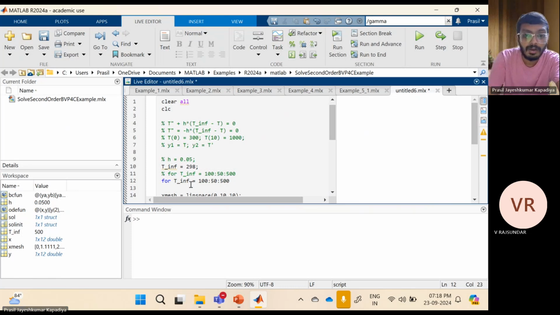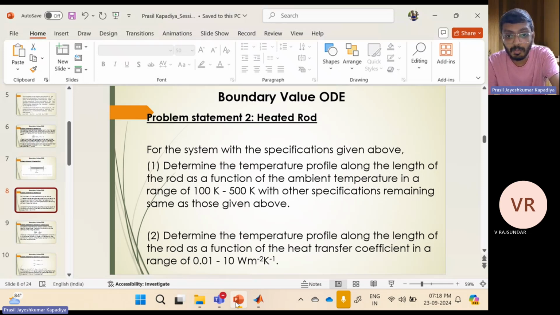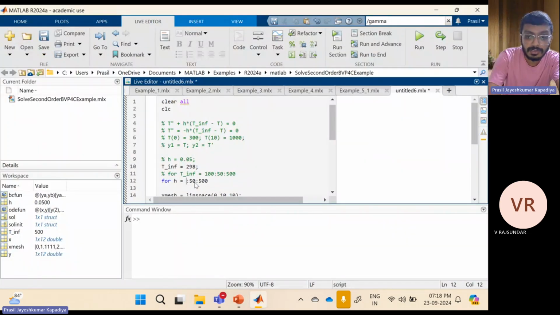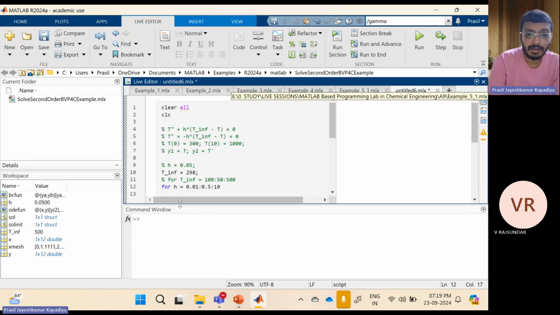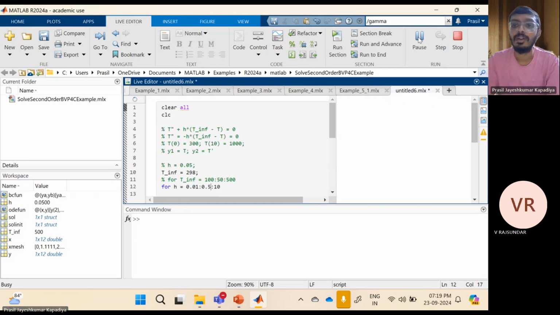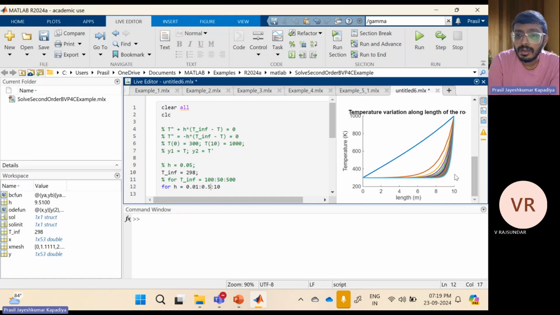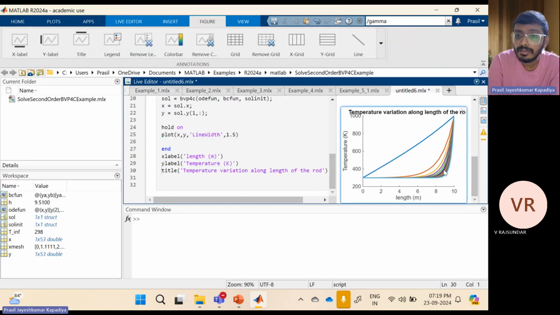So for H equal to, what is the limit? 0.01 to 10. Let's say I'm going in intervals of 0.5. Everything else is the same because we are not changing anything. We are just playing with variables. So if I run this, I can't see the plot. Yeah. So this is how it is varying.